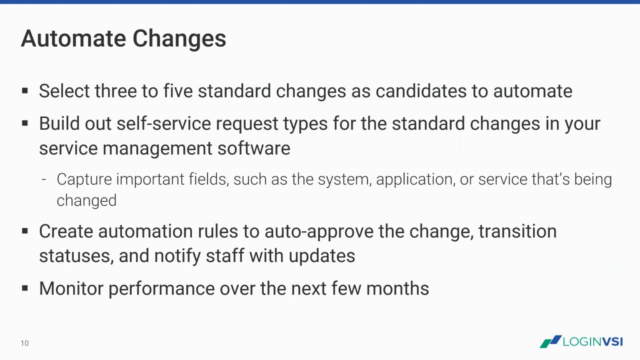And then we create automation rules that auto-approve the change. Now, when we talk about automation rules, we're talking about workflow, right? That auto-approve the change, the transition statuses, and notify the staff of updates. This is where you want to look at integrations. Can I integrate the systems involved, my change management tools, my ITSM tools, my DevOps tools, to automate this process for standard changes and send notifications along the way?